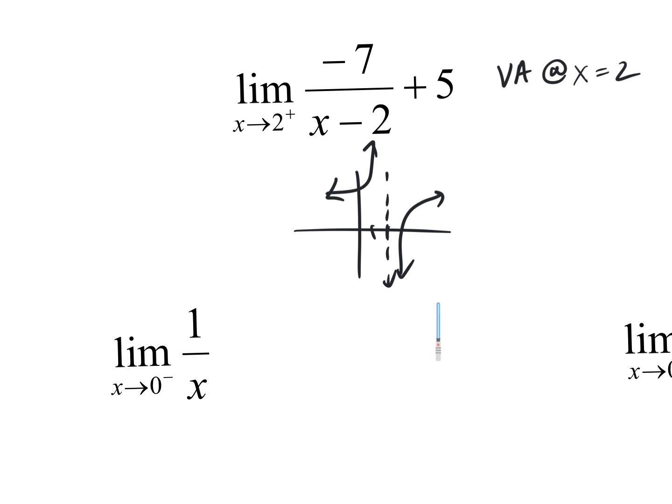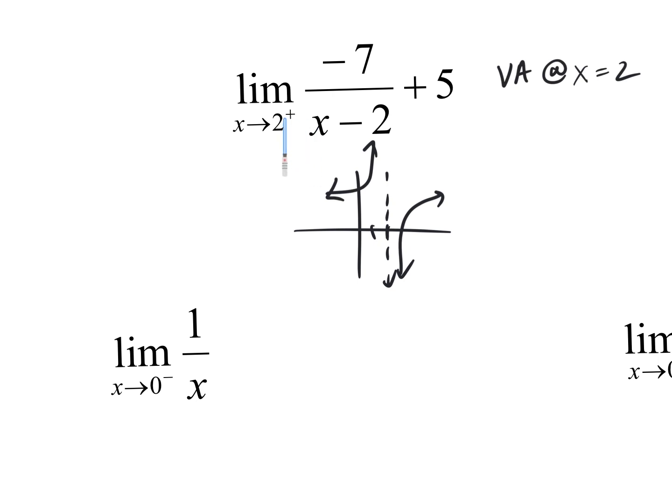What if their answer was negative infinity as opposed to does not exist? How would we know without a calculator that it's negative infinity? This is what I want to teach you. If they're asking from the positive side, we know there's a vertical asymptote there, so my answer is either going to be negative infinity or does not exist. We know it's got to be infinity.